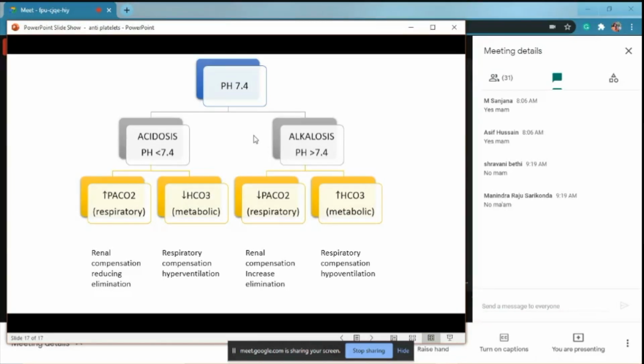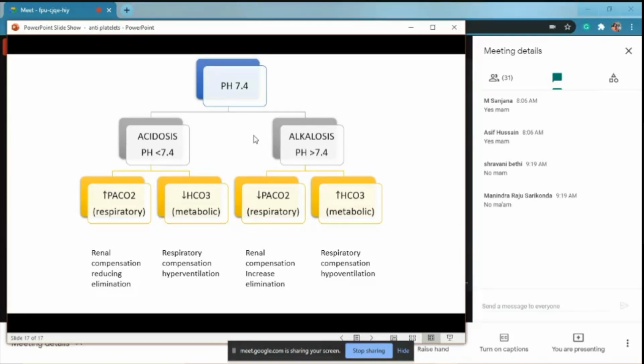It's really easy. First we have to see the pH. If the pH is less than 7.4, it's acidosis. If it is more than 7.4, it's alkalosis. Then we check the partial pressure of carbon dioxide and the bicarbonate level to differentiate if it is metabolic or respiratory. In a respiratory situation, the renal tries to compensate. In a metabolic situation, the respiratory system tries to compensate the condition.